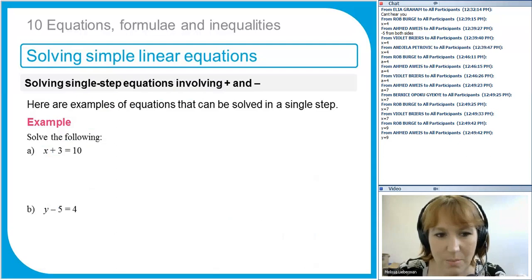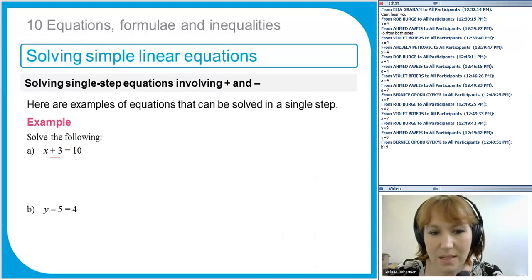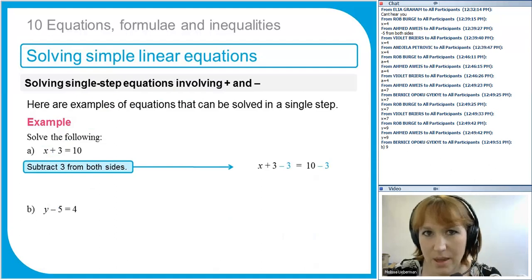So we're trying to get rid of this plus 3. To get rid of that plus 3, we need to take away 3 from the left-hand side of the equal sign. And so we need to take away 3 from this side like that. So this is how we set it out. Take away 3 from both sides.